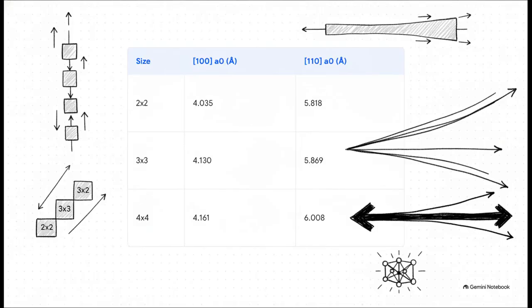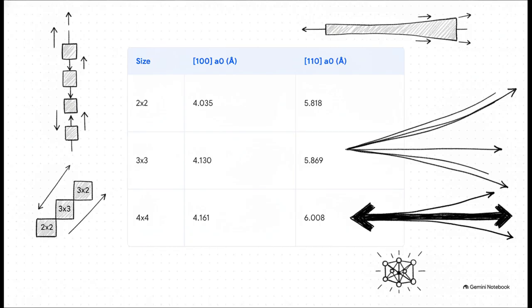From those optimized structures, we extracted the precise lattice parameters. And you know, the data tells a fascinating story of spatial expansion. For nanowires oriented along the 100 direction, the lattice parameters are 4.035, 4.130, and 4.161 angstroms for the 2x2, 3x3, and 4x4 sizes, respectively. You see a steady, predictable increase.